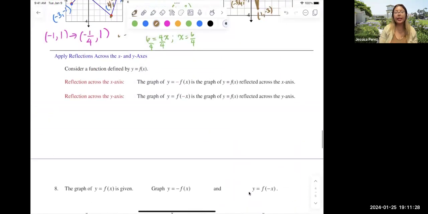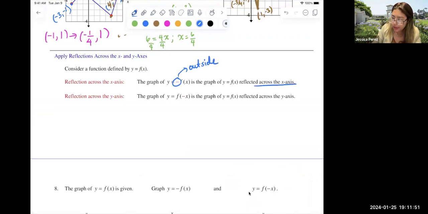We're just going to go ahead and finish the section by talking about applying reflections across the x and y axis. So we talked about what happens if there's a number in front of it, but we didn't talk about what happens if it's negative. What if my coefficient is negative? What will occur? Well, if it's negative, and again, it matters a lot, if it's on the outside, the reflection will be across the x-axis.